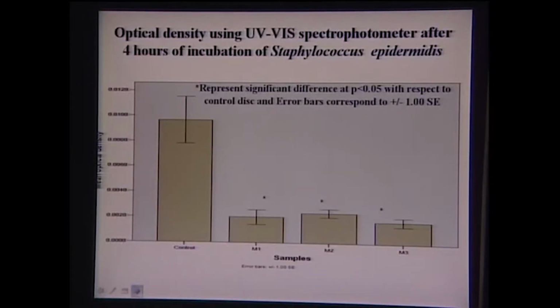Quantification was carried out for the Staphylococcus epidermidis bacteria using UV visible spectrophotometry. This is the mean OD value for the control sample. The mean OD values for M1, M2, M3 are statistically significantly less compared to the control sample. So, this corroborates well with our AFM observation. Essentially what it tells you is that all 3 glass ceramic materials, M1, M2, M3, have an acceptable level of antimicrobial property compared to the control samples.